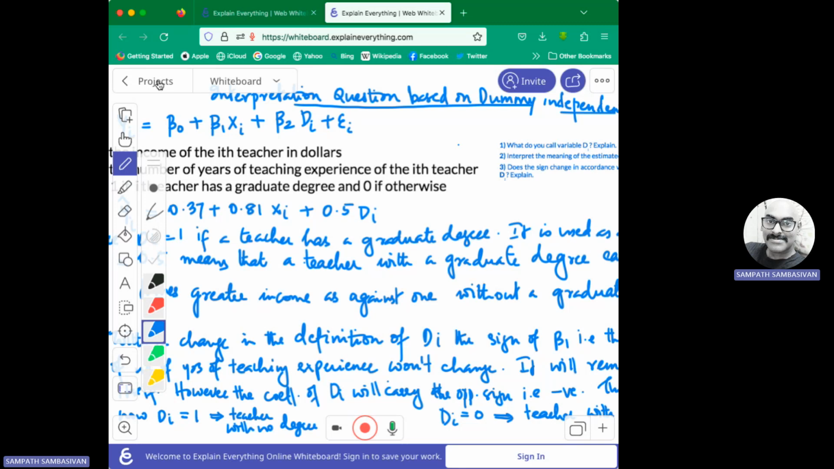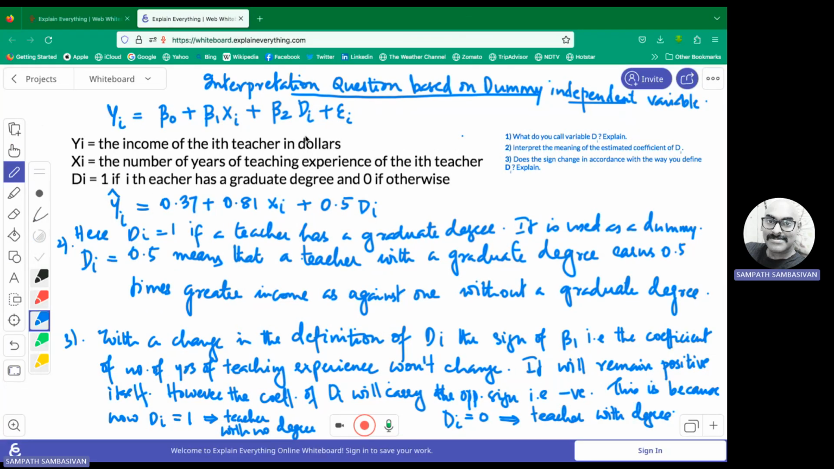Yeah, hello everyone. This is a question based on the interpretation of a dummy independent variable. The earlier recording that I sent was based on a dummy dependent variable, where we considered the linear probability model. We began our discussions of dummy variables by talking about dummy dependent variables, where a dummy variable would appear on the right hand side of an econometric equation. This is one such question.